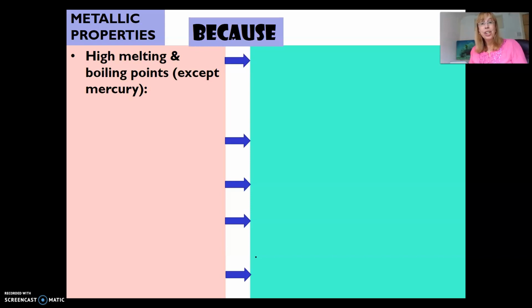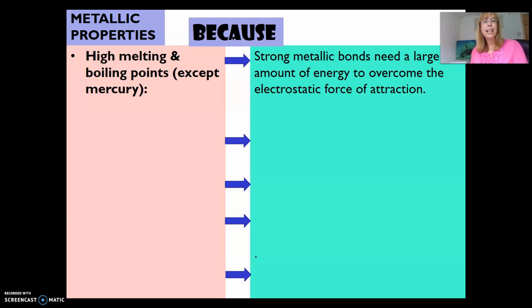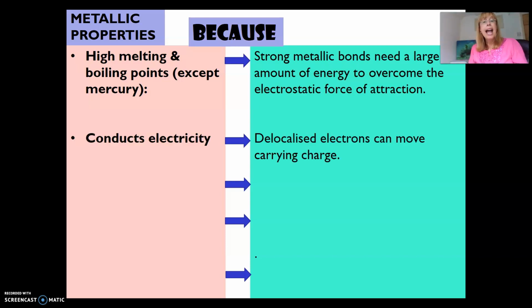Okay, so that structure, which we need to be able to describe, positive ions with a sea of delocalized electrons, allows the metal to have a high melting and boiling point. The exception is mercury. The reason metals have high melting and boiling points is because the bonds are very, very strong. So you need a huge amount of energy to break the bonds to turn it from a solid to a liquid to a gas. And conducting electricity, as I've said, the delocalized electrons can move and carry the charge, which is electricity.